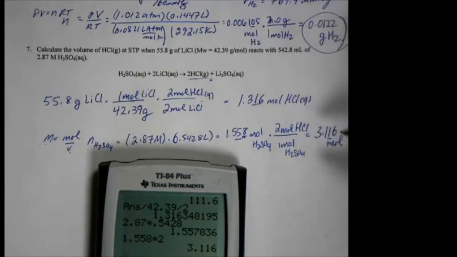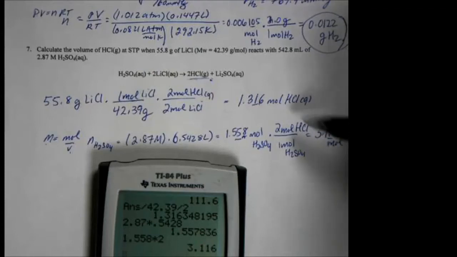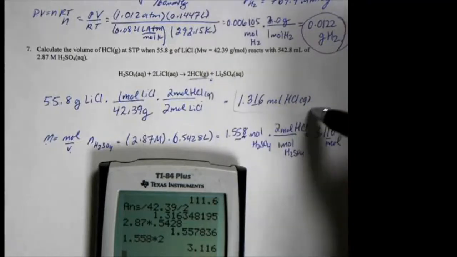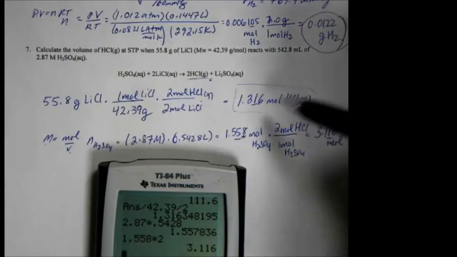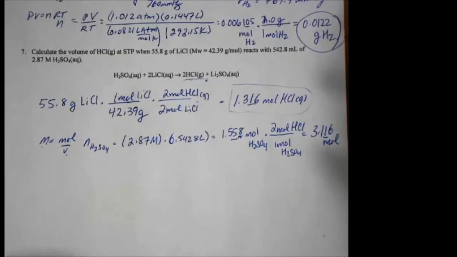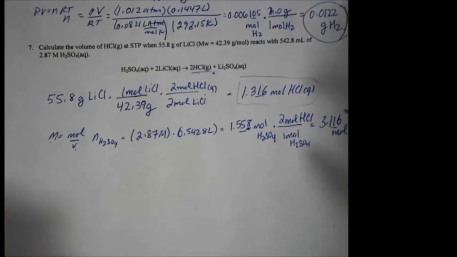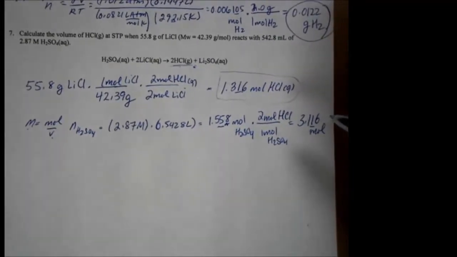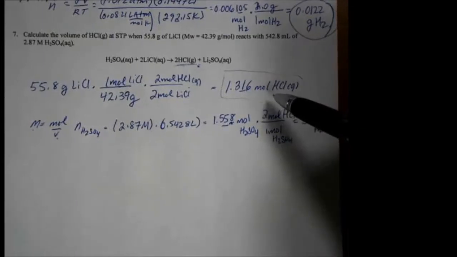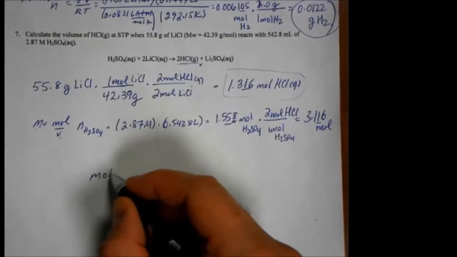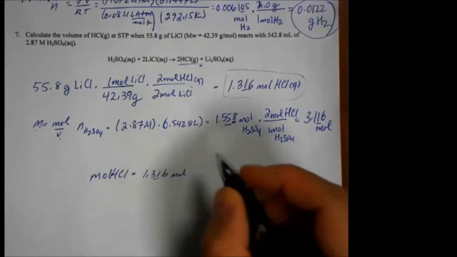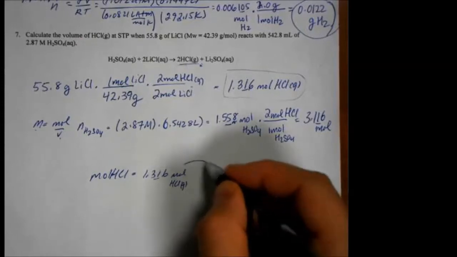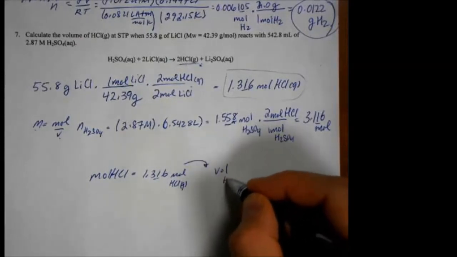So based on this, which one's going to be the limiting reagent? Well, it's going to be whichever one produces fewer moles of product. So we can select this as our answer for the HCl because this is the one that's going to limit what the reaction can actually produce. Now, in the latter part of this problem, it says calculate the volume of HCl at STP. So we have to take moles of HCl, which is 1.316 moles of HCl gas, and convert this to volume of HCl gas.